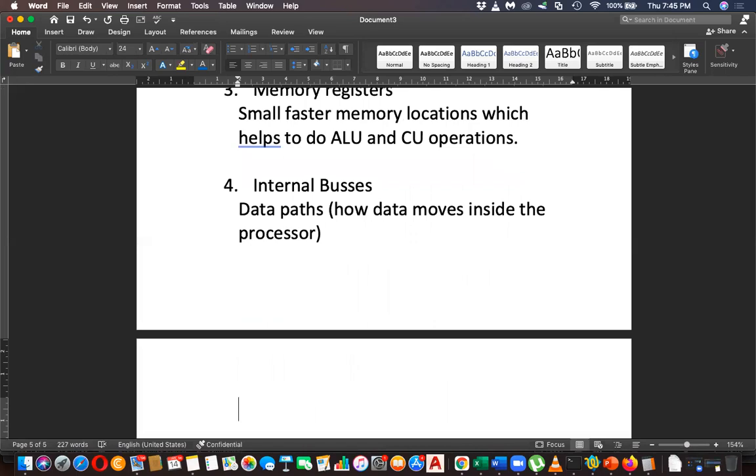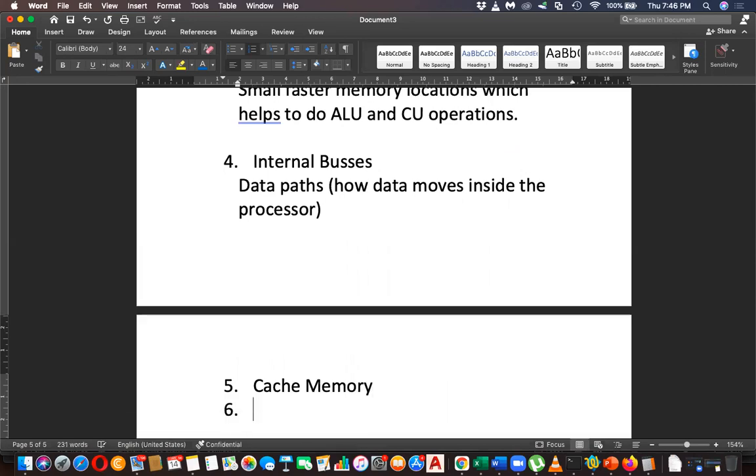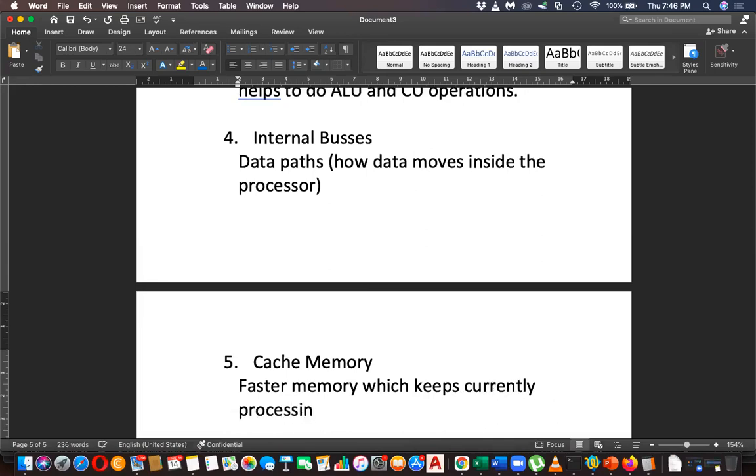And number five is cache memory. Faster memory, which keeps currently processing data. Those are the components inside the CPU. The first three are given in your book. The second two are not given, but still important. We will learn them in other grades.